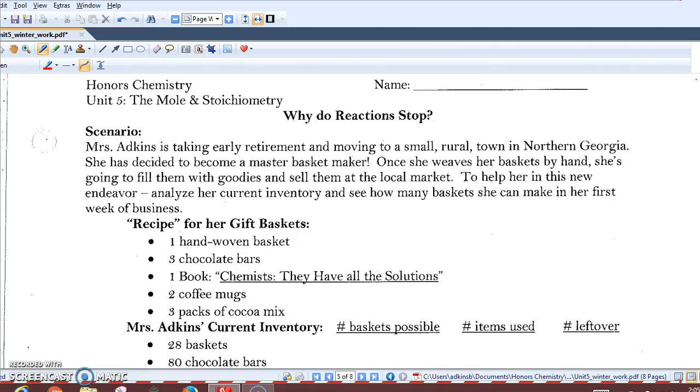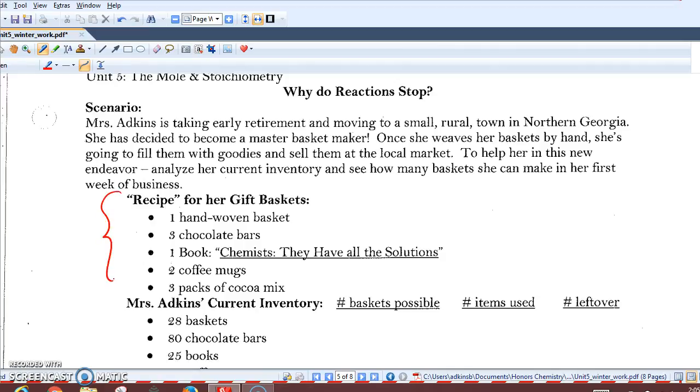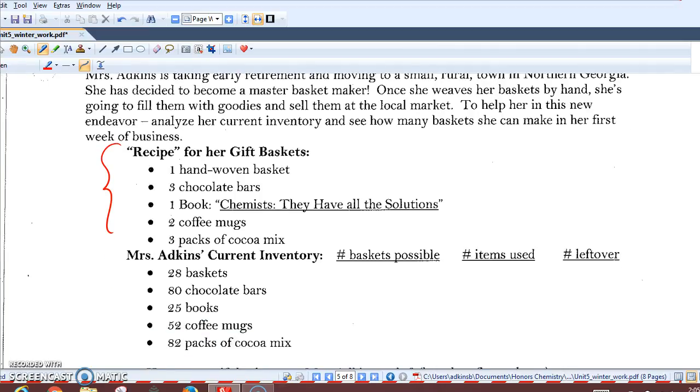So we start with a scenario that I give you here, and usually students do this in class. They find out that I'm going to take early retirement and hand weave baskets and make gift baskets for a living. But here's the idea. I've given you a recipe for my gift basket. Obviously, every basket's going to include 1 basket. I'm going to put 3 chocolate bars in, 1 book, 2 coffee mugs, and then 3 packs of cocoa mix. So if this is my inventory, and I wanted to figure out how many possible baskets I could make, I'm going to do that based on each individual ingredient for this gift basket.